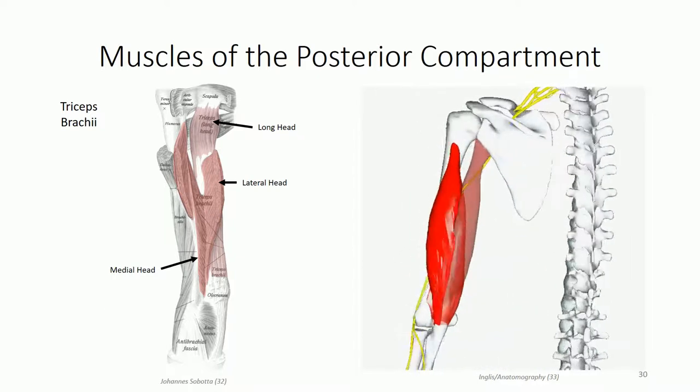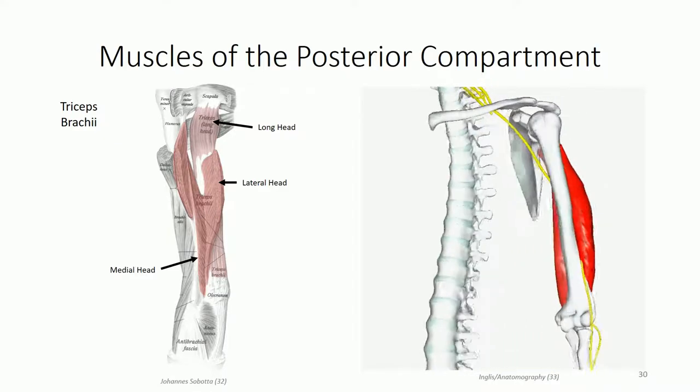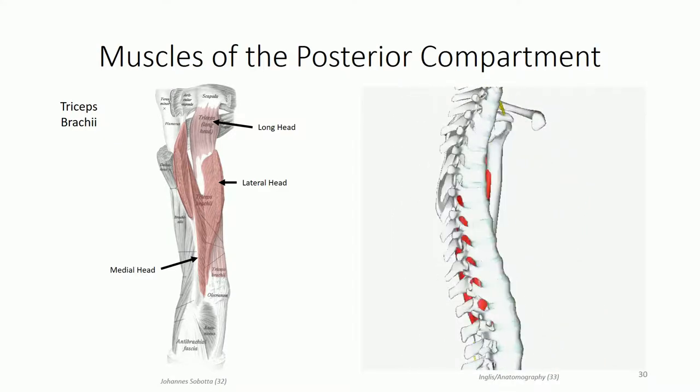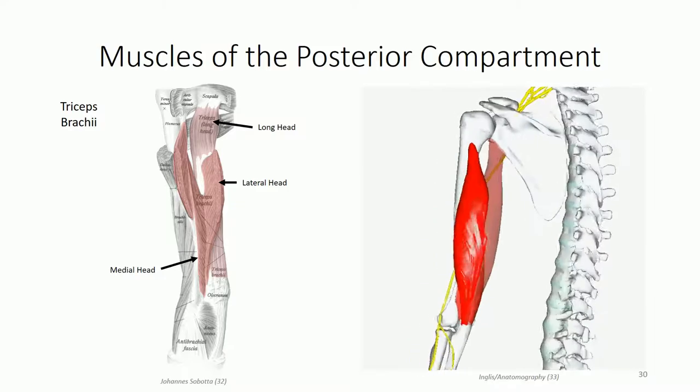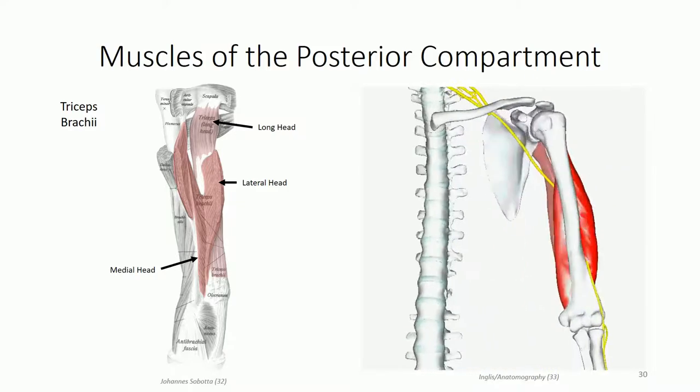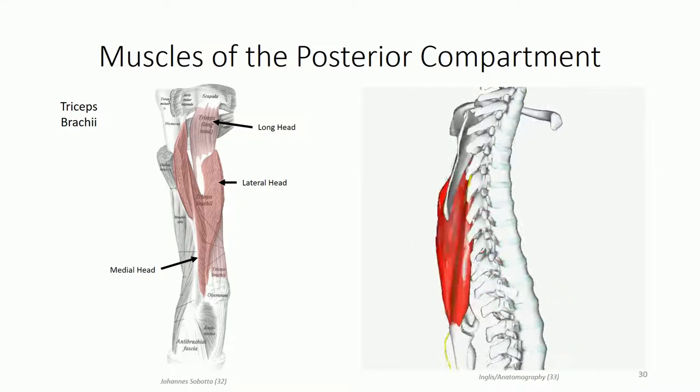As a whole, the tricep muscle acts to extend the elbow. The long head would also play a minor role in shoulder extension and adduction. The muscle is supplied by the radial nerve and the profunda brachial artery.